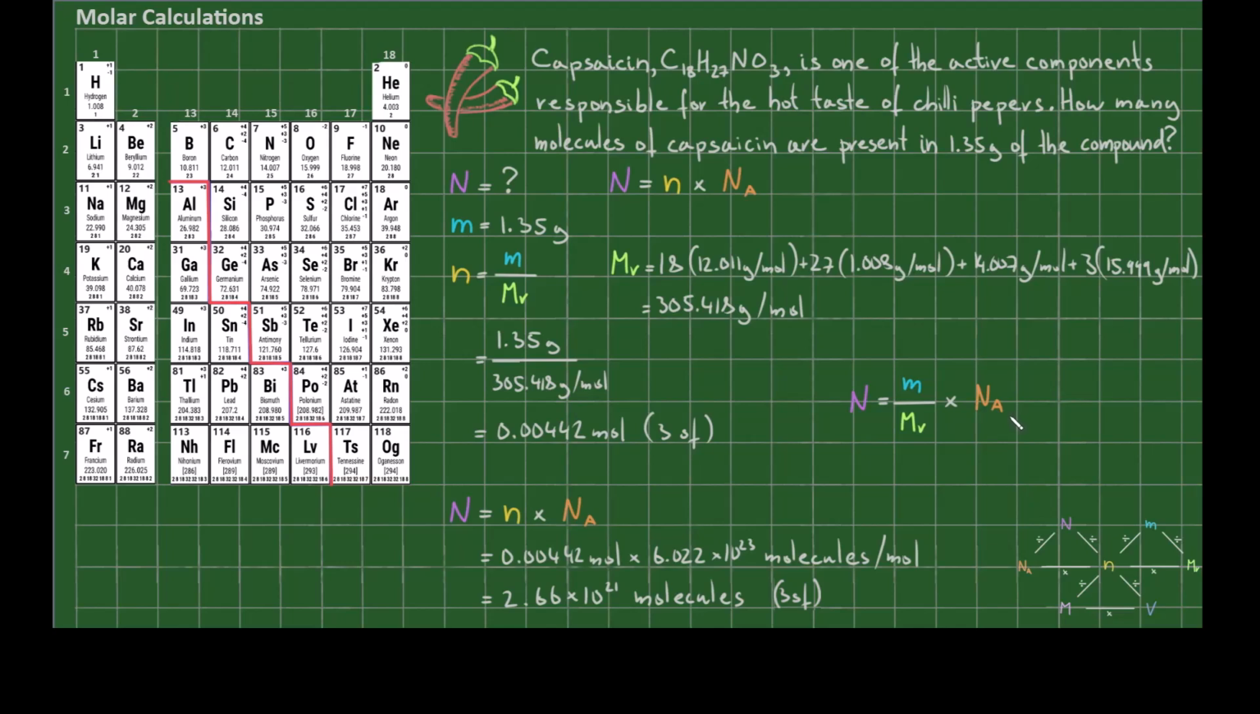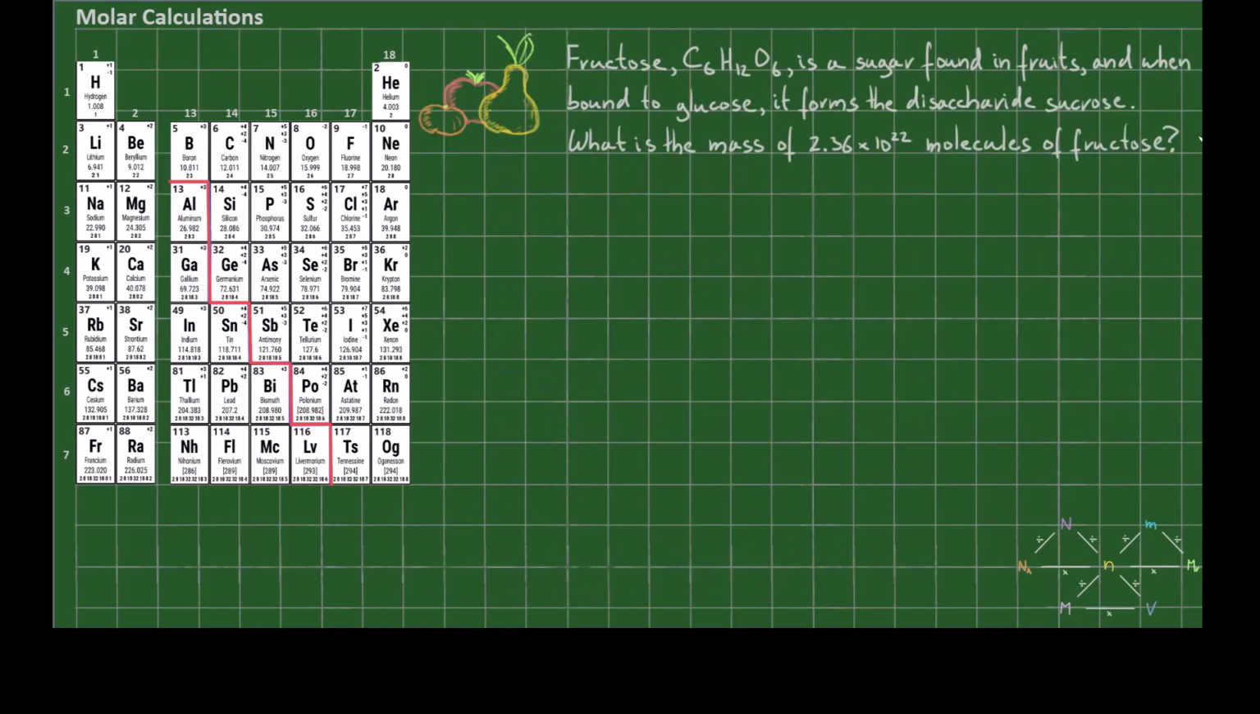Let's try one more. Fructose is a simple sugar found in fruits, and when bound to glucose, it forms the disaccharide known as sucrose. And sucrose is the scientific name for the sugar that we use every day. The question here is, what is the mass of 2.36 times 10 to the 22nd molecules of fructose?